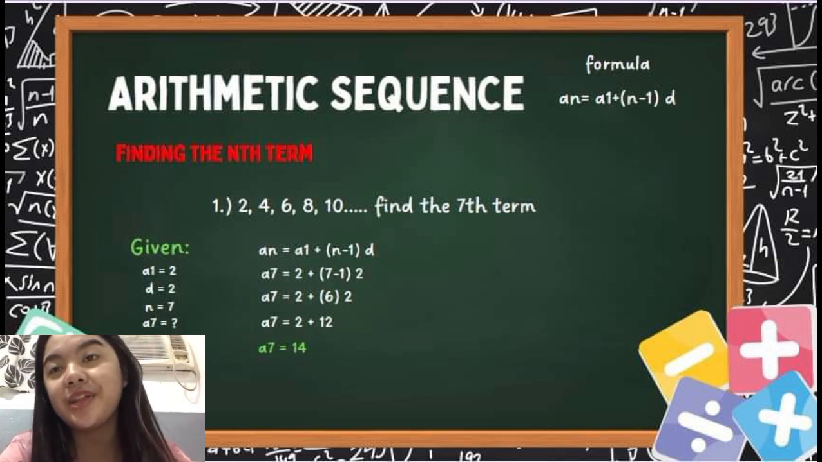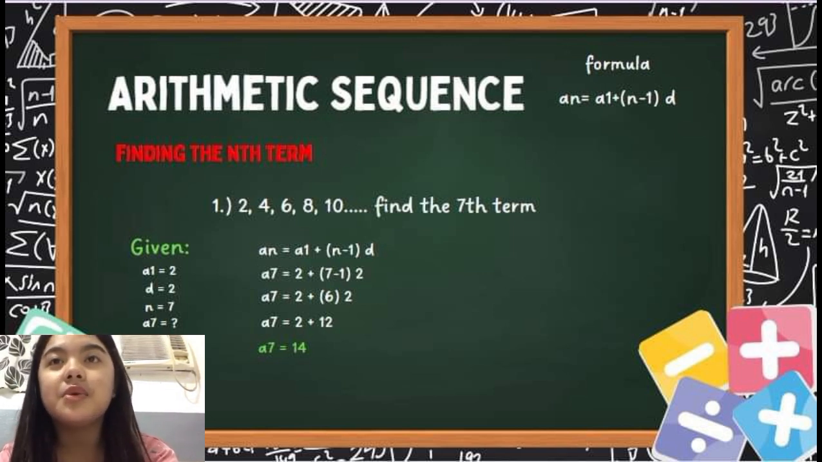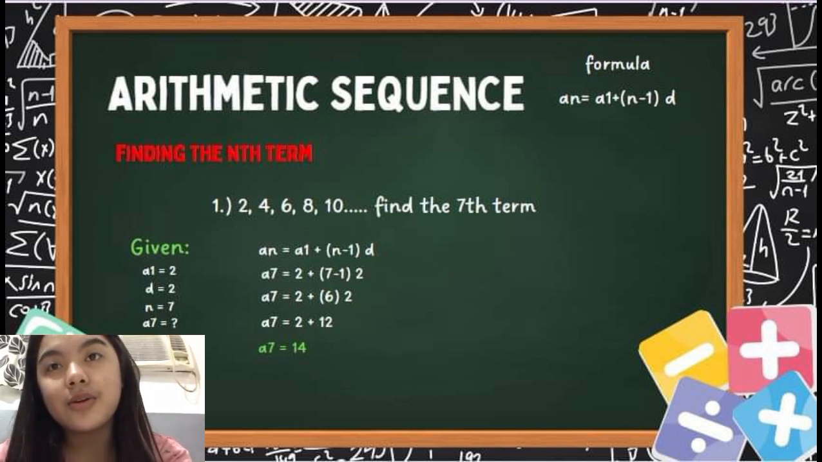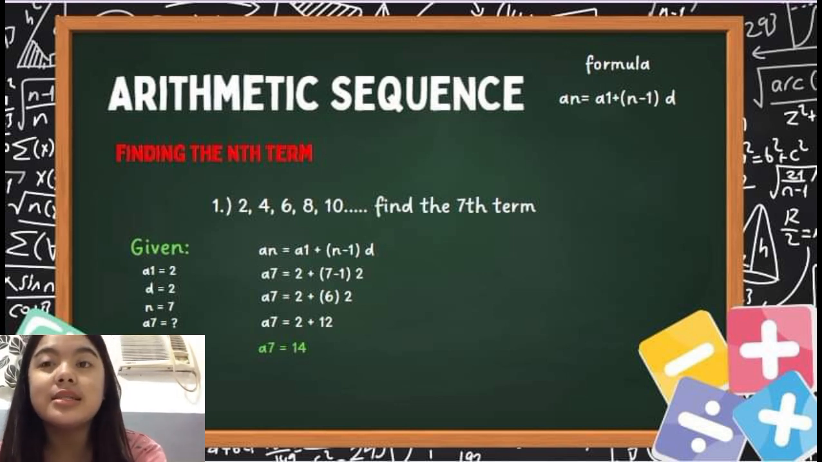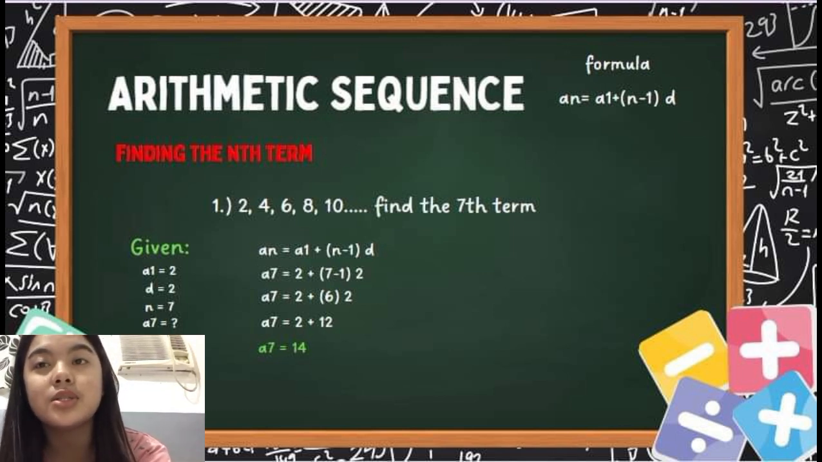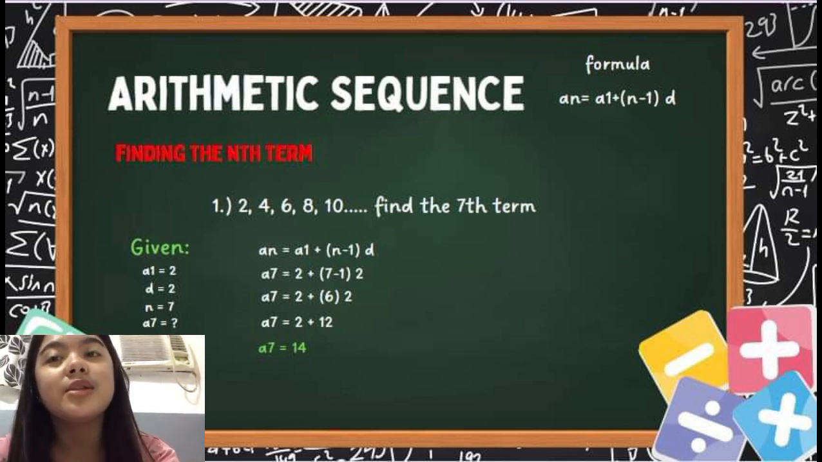Our formula for the arithmetic sequence is a sub n equals a sub 1 plus n minus 1 times the difference. Finding the nth term: the formula is a sub n equals a sub 1 plus n minus 1 times the difference. Our given is a sub 1 equals 2, the difference is 2, and the number of terms is 7. Where a sub 1 is the first term, the difference is the common difference, and n is the number of terms, so we have 7 terms. We are looking for a sub 7. So we are going to use the formula a sub n equals a sub 1 plus n minus 1 times the difference.